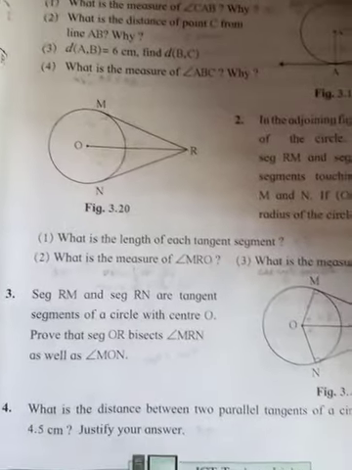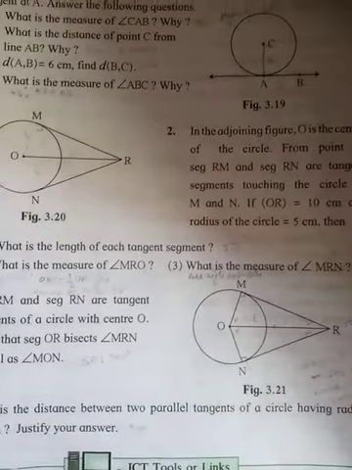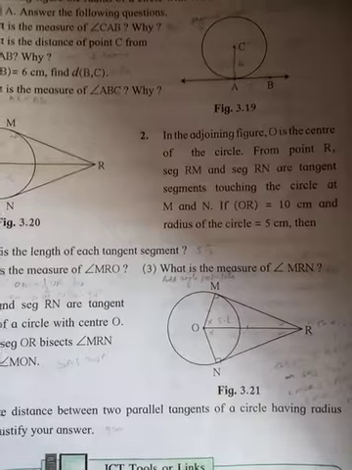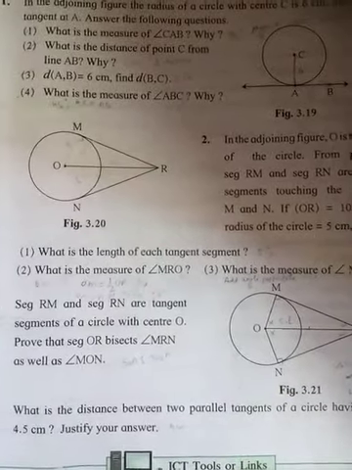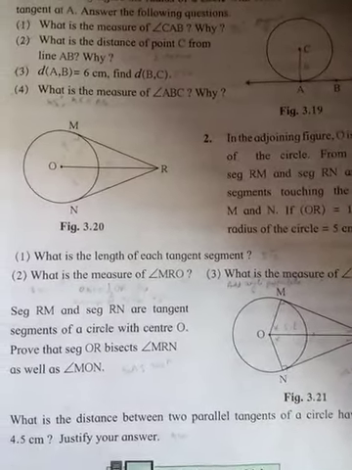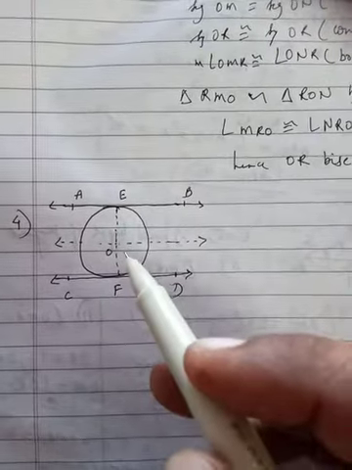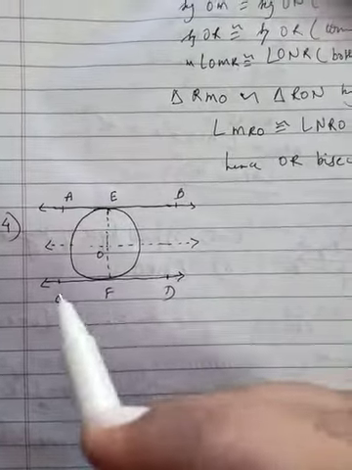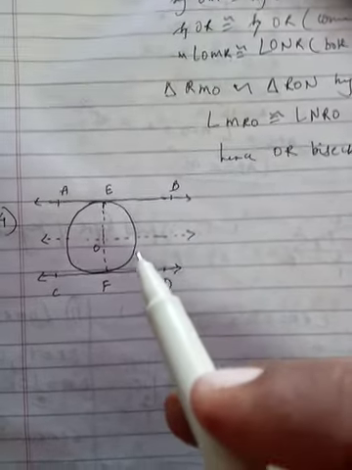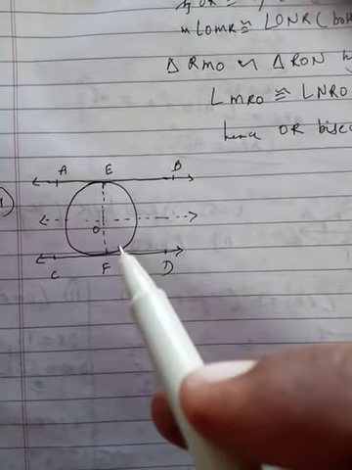See the fourth problem. What is the distance between two parallel line tangents of a circle which has radius 4.5 centimeter, and justify your answer. So we draw the figure. O is the center of circle, AB and CD are tangents which are parallel to each other.